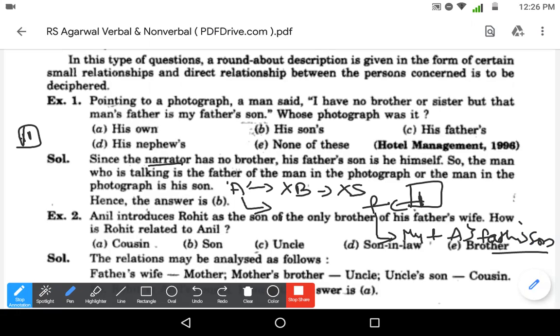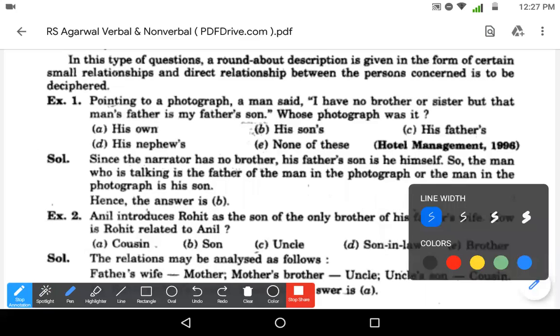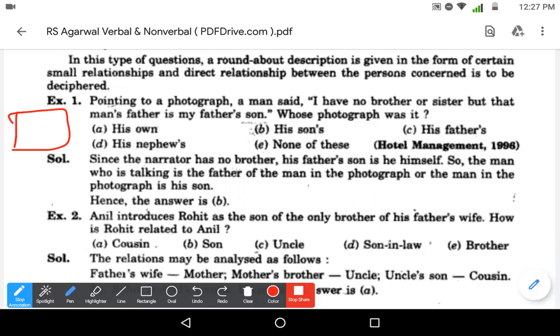Okay, so since he has no brother, his father's son is nothing but A only. He's pointing to the photograph and he's saying that that man's father is my father's son. So let me explain it once again for you. There is a photograph with people in that, and A is showing that photograph and saying, I have no brother and sister. So which means A is the only son. A is the only son for his parents. Correct?